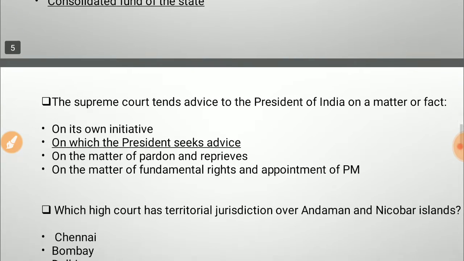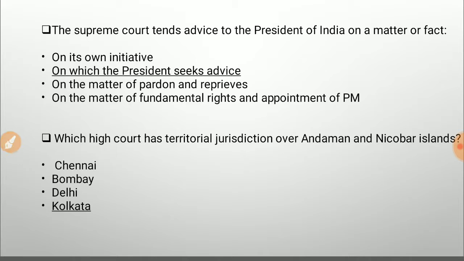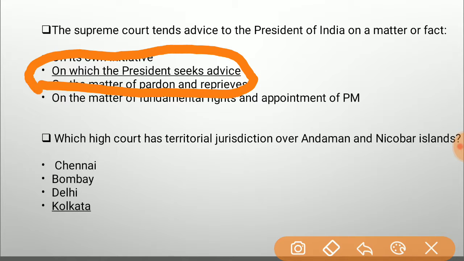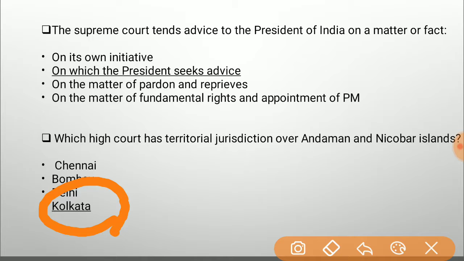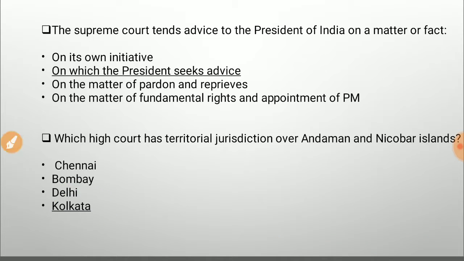Okay. The Supreme Court tenders advice to the President of India on a matter of fact. How will it tender advice to the President of India? The President is the supreme authority in the executive branch and is the head of the state. So, it can only give advice on those matters on which the President seeks advice, not without his own acceptance of the gesture of giving advice. He cannot be advised. Which High Court has territorial jurisdiction over Andaman and Nicobar Islands? Kolkata High Court has territorial jurisdiction over the Andaman and Nicobar Islands.